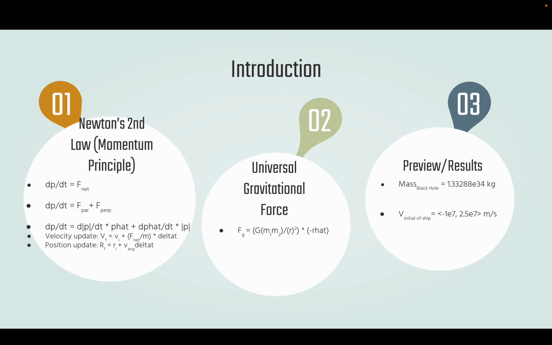Universal gravitational force is an attractive force found through the following formula. It is derived from Newton's law of universal gravitation and is used to calculate the net force acting on the systems within the lab. As for the results, I found the mass of the black hole to be 1.33288 times 10 to the 34 kilograms, and the V initial of the ship to be -1 times 10 to the 7th for the X, and 2.5 times 10 to the 7th for the Y component in meters per second.